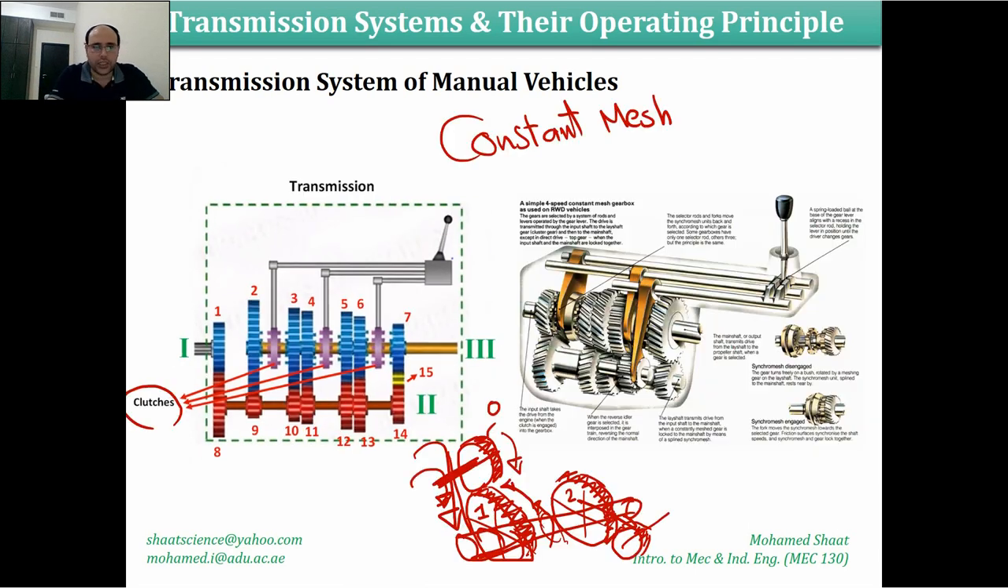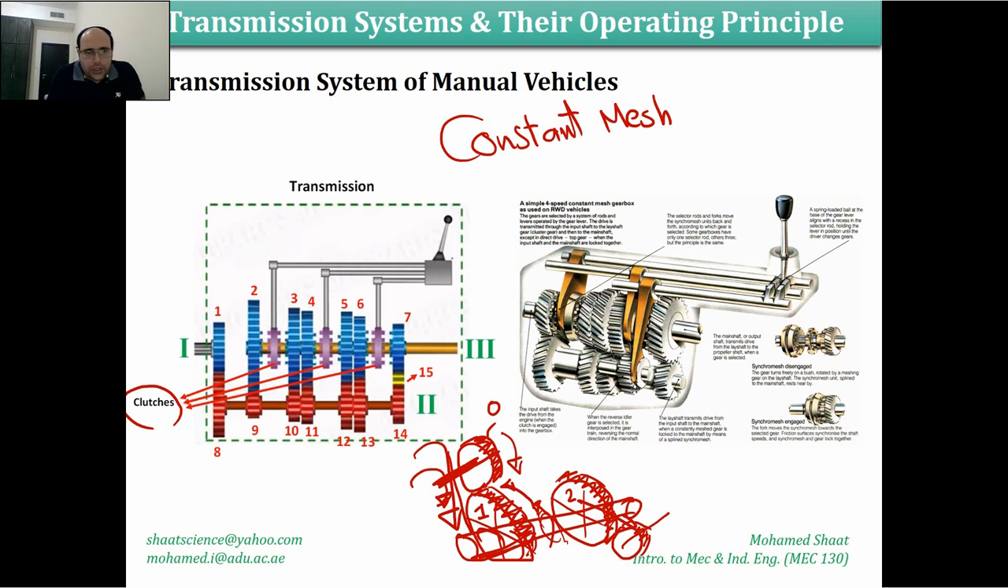So going back here to this figure again, which shows the same mechanism, we agreed that 1 is driver to 8, 9 driver to 2, 10 driver to 3, 11 driver to 4, and so on. As we mentioned, we should have one input and one output. So for example, for shaft 2, which of the gears located on shaft 2 will be counted as input to the motion, and which one or ones could be counted as output?